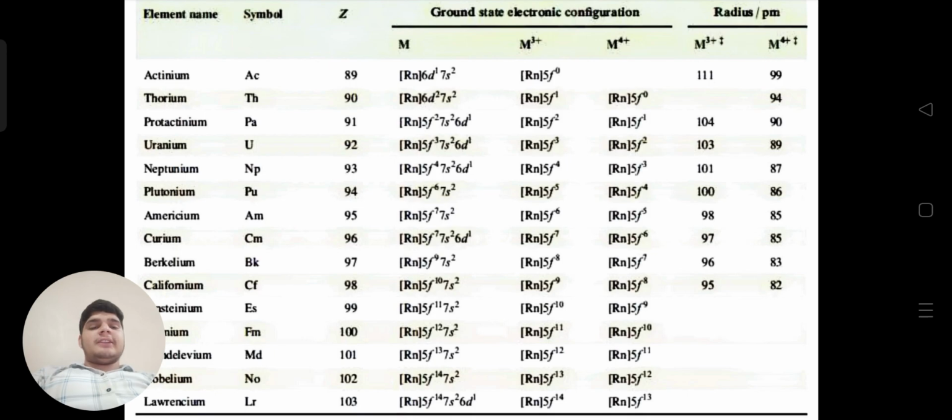As you see in the figures, the electronic configurations are filled according to the increasing order of their f subshell. As we see, in protactinium it is 5f1 and in lawrencium it is 5f13. It is filled in the increasing order of electrons.